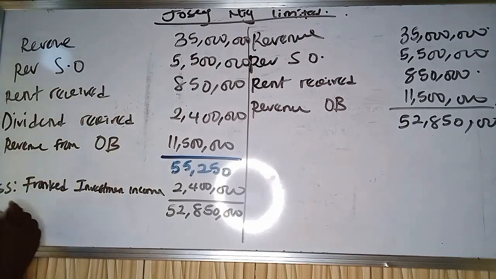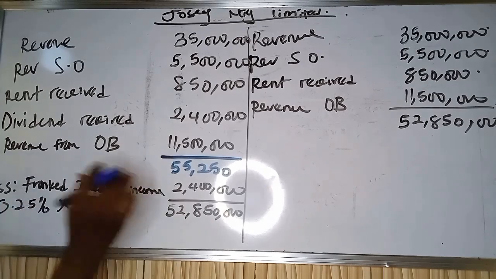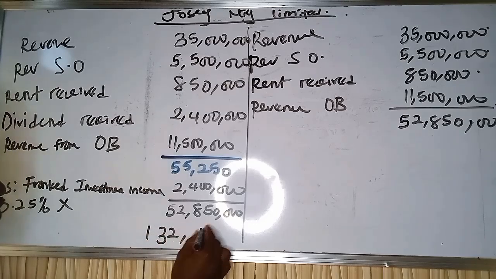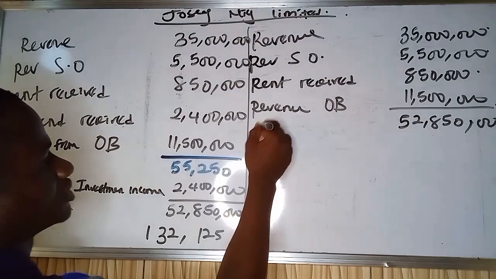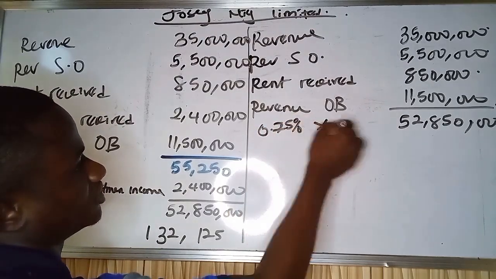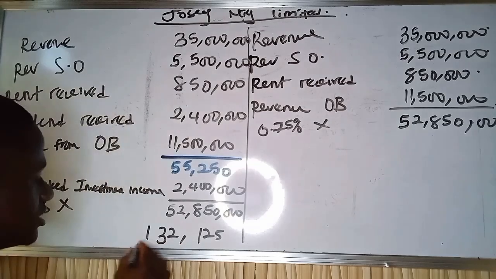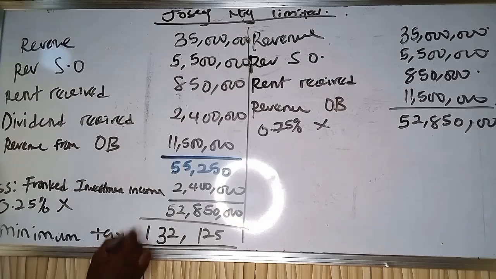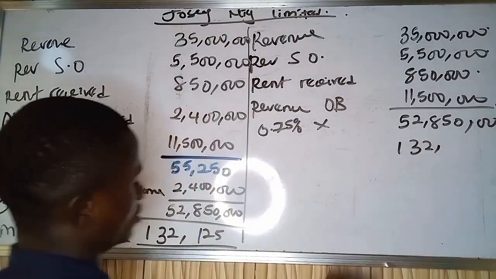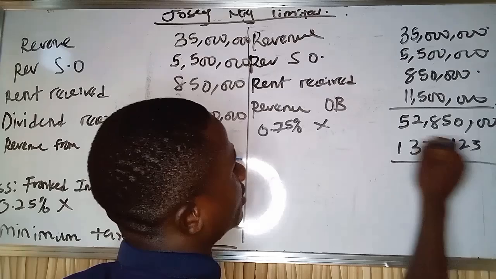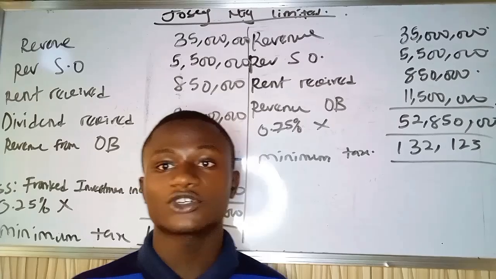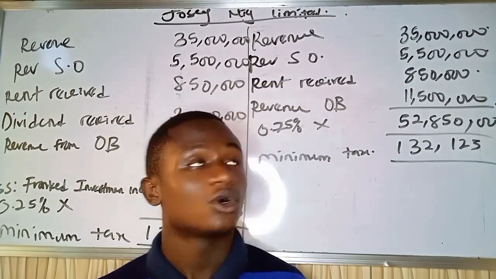So we apply 0.25% on this, so we know what we are going to get. 0.25% times this gives us 132,125 as our tax. So 0.25% of this will give us our minimum tax. This is our minimum tax: 132,125. So we've come to the end of our first video on minimum tax.